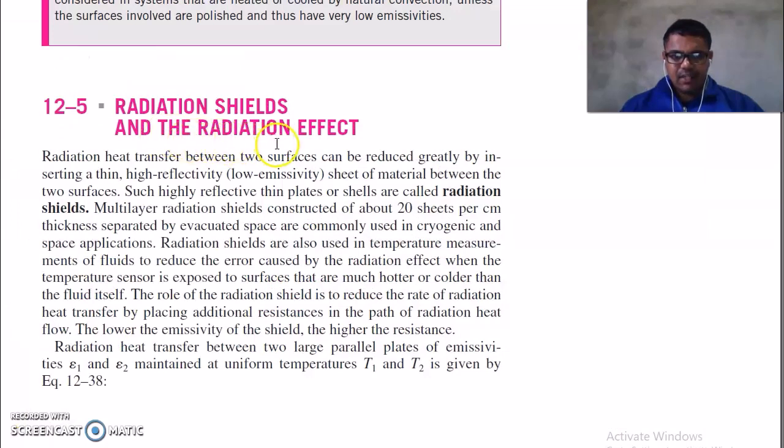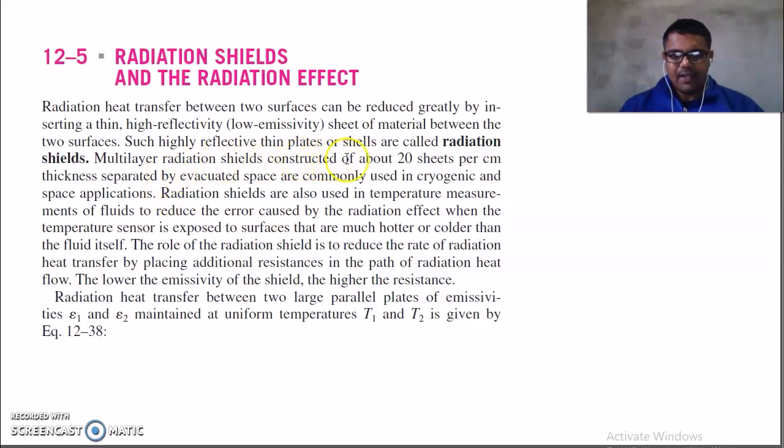Radiation shields and the radiation effect. Radiation heat transfer between two surfaces can be reduced greatly by inserting a thin, high reflectivity, low emissivity sheet of material between the two surfaces. Such highly reflective thin plates or shells are called radiation shields. Radiation shields are also used in temperature measurement of fluids to reduce error caused by the radiation effect when the temperature sensor is exposed to surfaces that are much hotter or colder than the fluid itself. The role of a radiation shield is to reduce the rate of radiation heat transfer by placing additional resistance in the path of radiation heat flow.